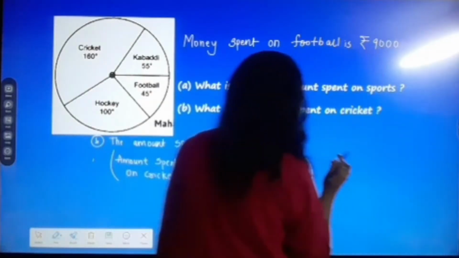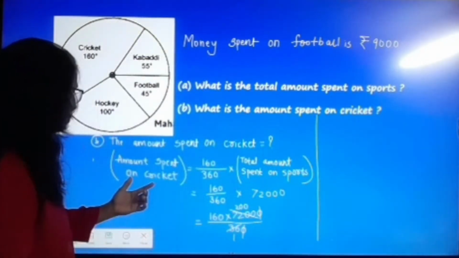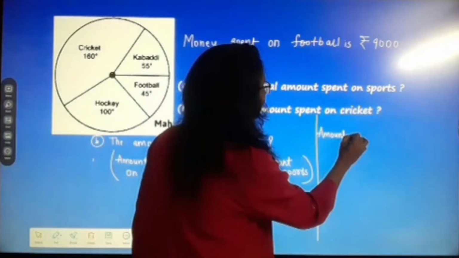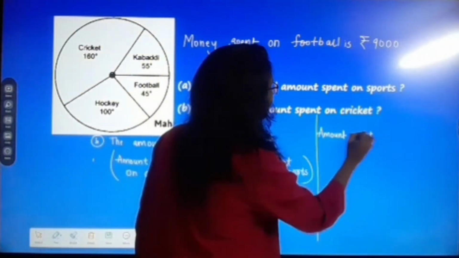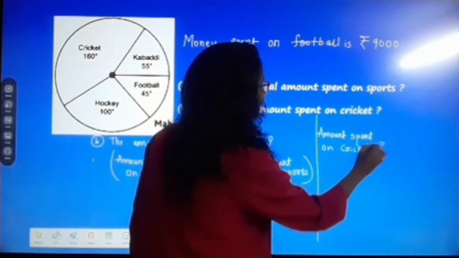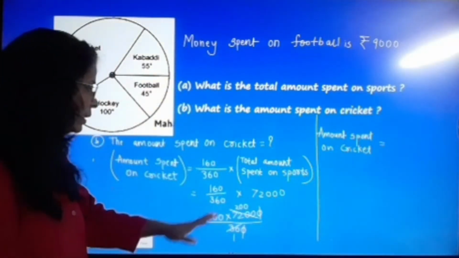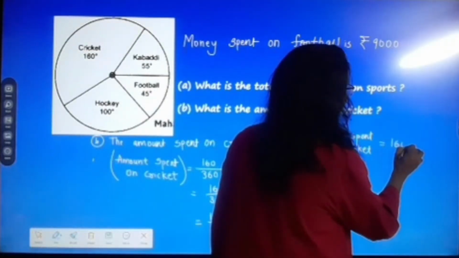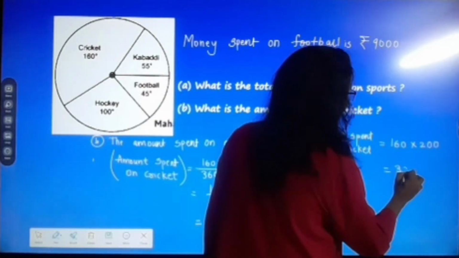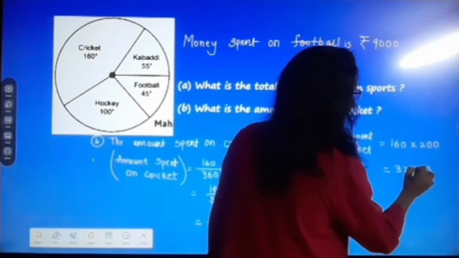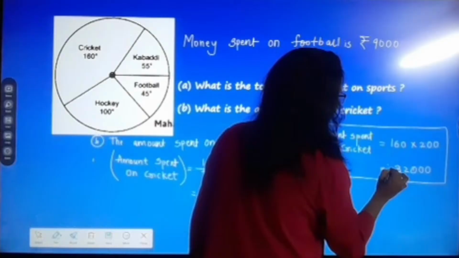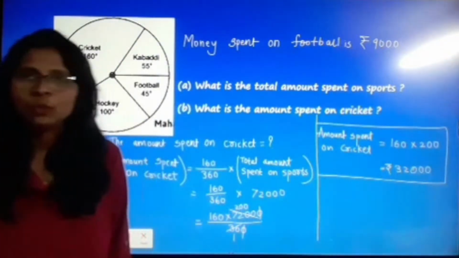So that means here 160 multiplied. So students, here the amount spent on cricket. Amount spent on cricket is equal to 160 multiplied by 200, and that is equal to 32 and three zeros. That will be equal to rupees 32,000, which is equal to rupees 32,000.